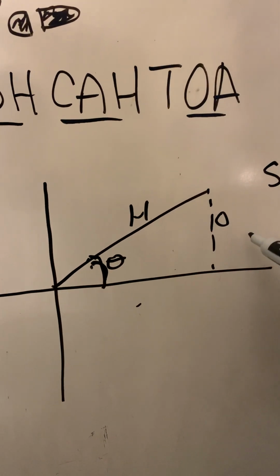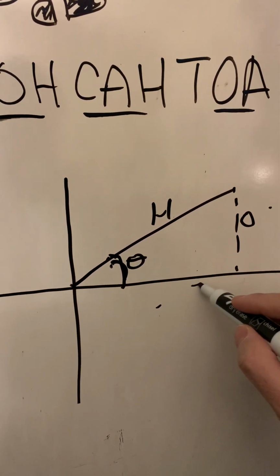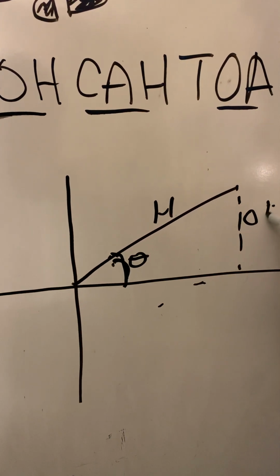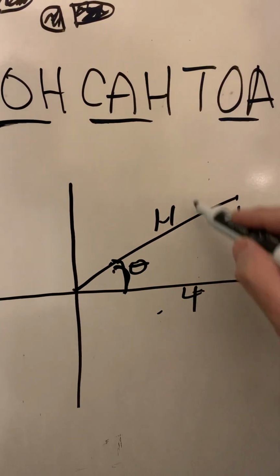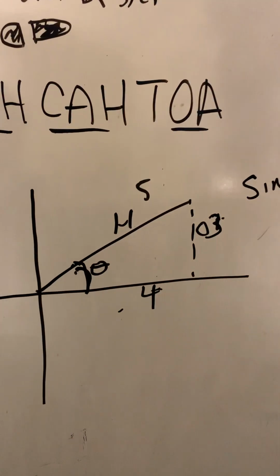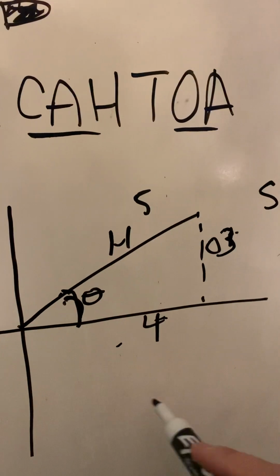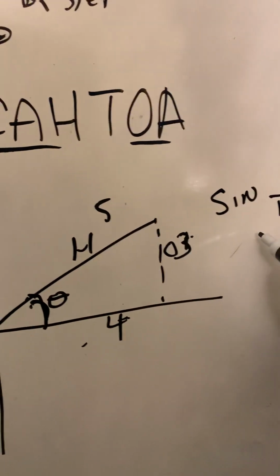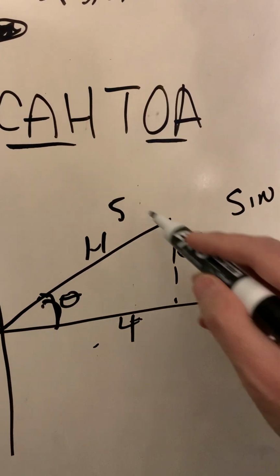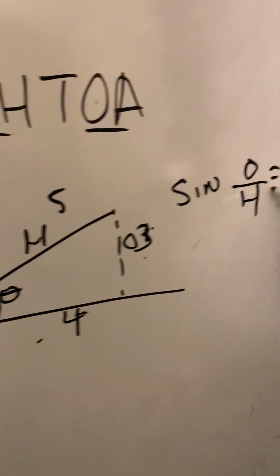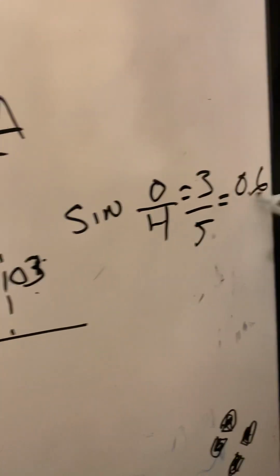So if this was, for example, like 1, let's call this 3, and this was 4, and using Pythagoras' theorem, that'd be 5. So this angle here would be, the sine of that would be 3 over 5, which would equal 0.6.